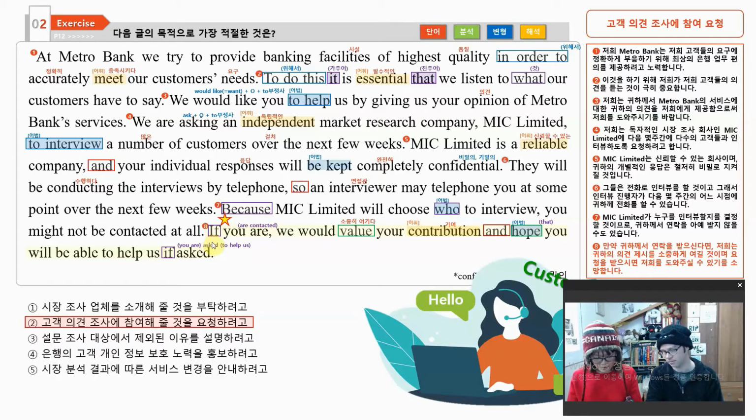Okay. Number 4 is to promote the bank's effort to protect customers' personal information. They didn't talk about customers' personal information at all, huh? Not specifically, no. They did say that it is a reliable company, but it didn't talk about personal information. So that focus is not there.